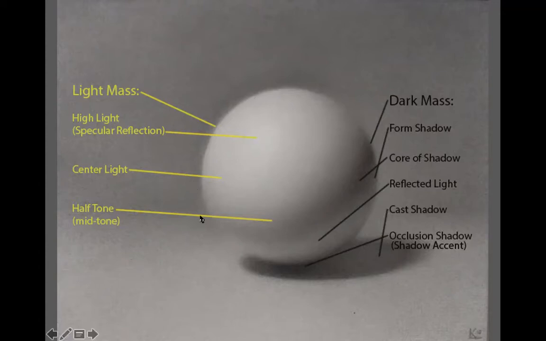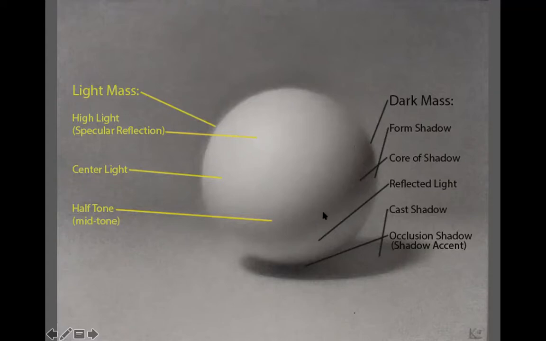Okay, so let's break this down. We already mentioned we have the light mass and the dark mass. So what happens in the light mass? The main light area of an illuminated object is usually referred to as the center light. That's just the generally illuminated area. We always have the lightest part of the object, and that's referred to as the highlight, or a more technical term, which you sometimes hear, specular reflection. So we have a highlight on a form. I'm going to come back to this term.